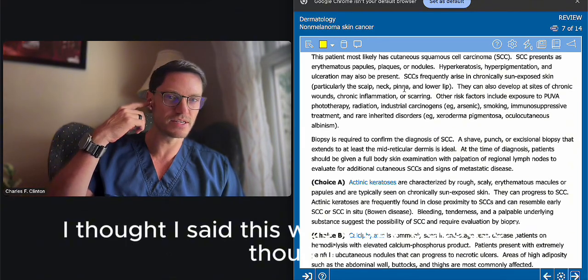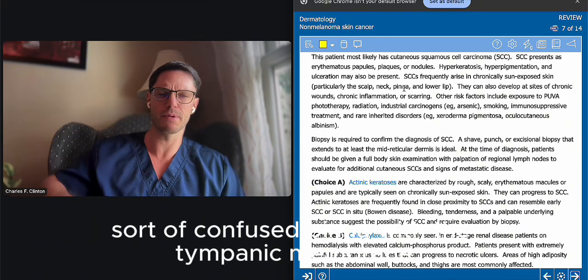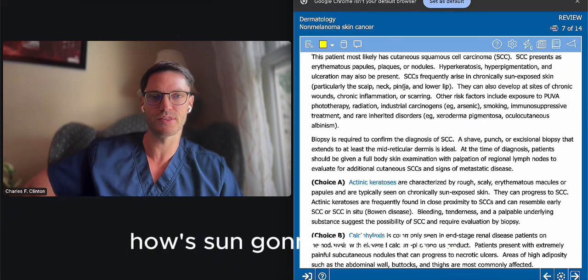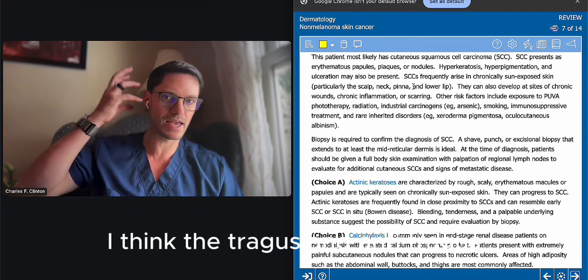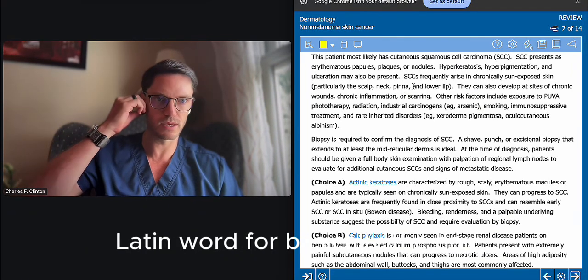No, I said this was crazy because I sort of confused pinna with the tympanic membrane, and I'm like, how's sun gonna enter there? But pinna was just telling you about, I think, the tragus and antitragus, Latin words for basically the ear.